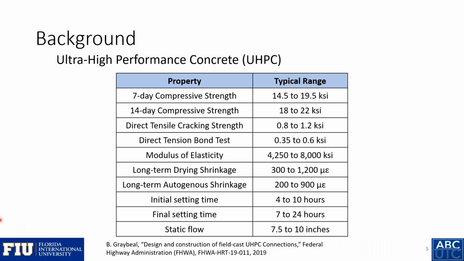As Royce mentioned, there are a lot of different definitions for UHPC. He went through these in more detail in the previous presentation, but we have high compressive strength, so high tensile strength, high stiffness, typically a smaller drying shrinkage, higher autogenous shrinkage, and it's a high flow material, so with static flows in the 8 to 10 inch range.